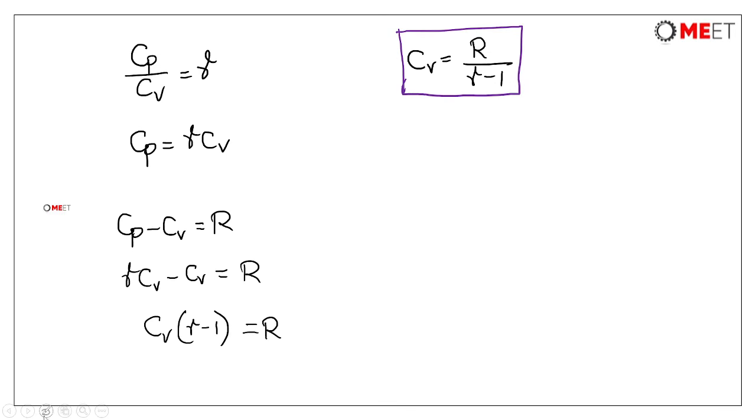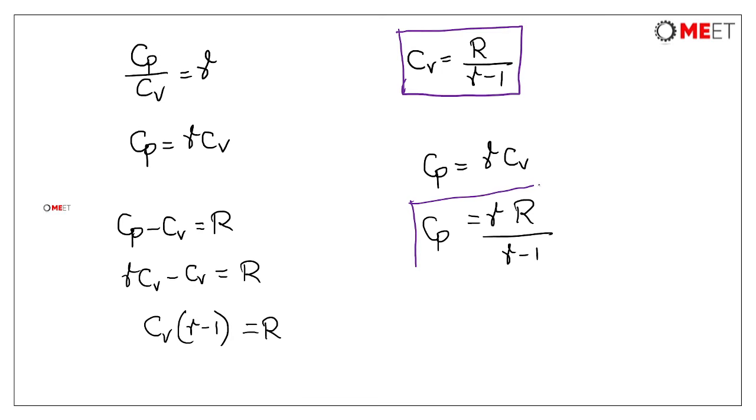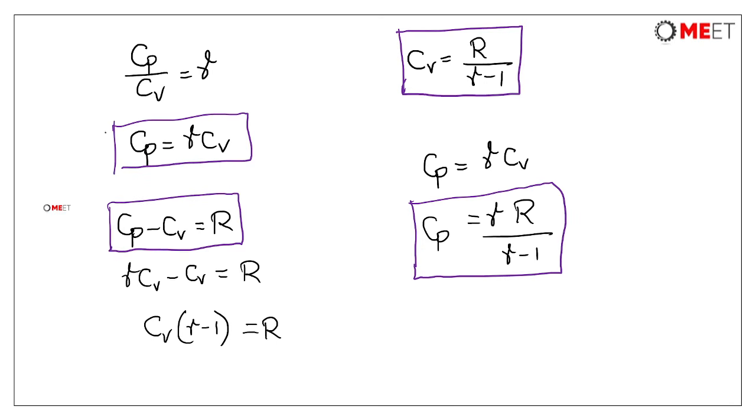Now Cp, specific heat at constant pressure, is gamma times Cv. Therefore you can write it as gamma R by gamma minus 1. So this is specific heat at constant pressure in terms of the characteristic gas constant and the ratio of specific heats gamma. So Cp, Cv values we have got. Cp is gamma times Cv. Cp minus Cv is equal to R. All these expressions are very important to remember.